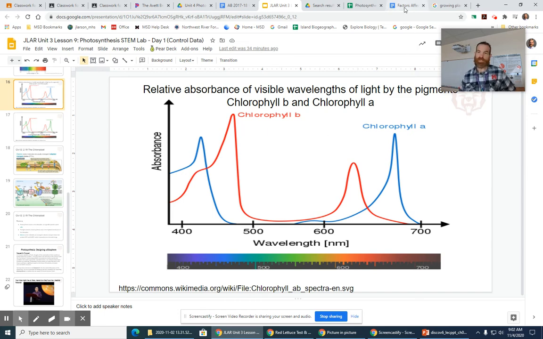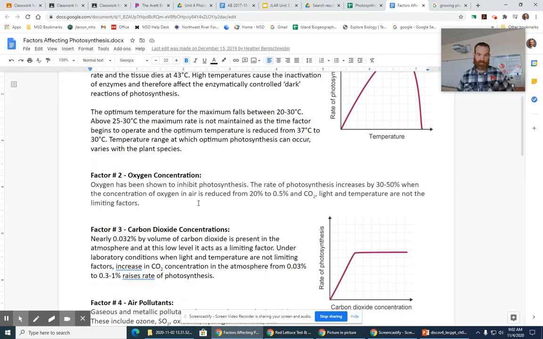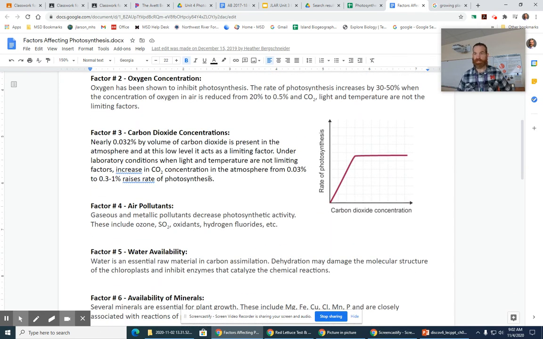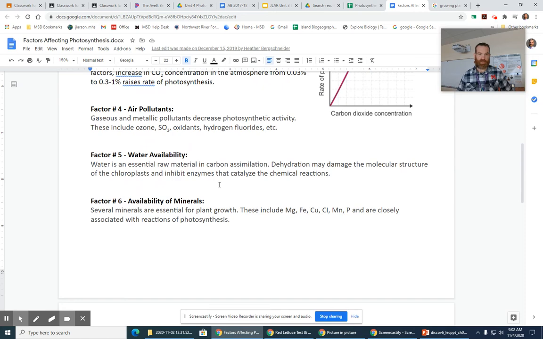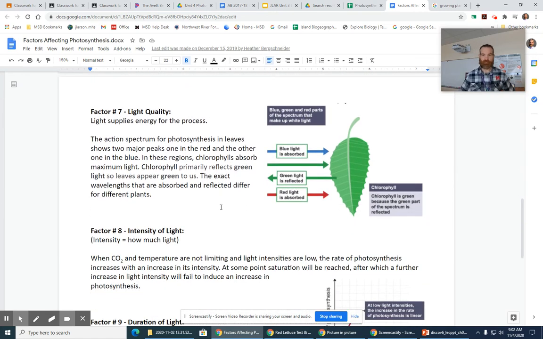But what I want to just remind you about is when we're talking about photosynthesis, there are different factors involved. Temperature, I'm not going to be testing that today, or oxygen concentration, or carbon dioxide concentration, or any of the air or water or the minerals. But what I am going to be looking at is the light quality.